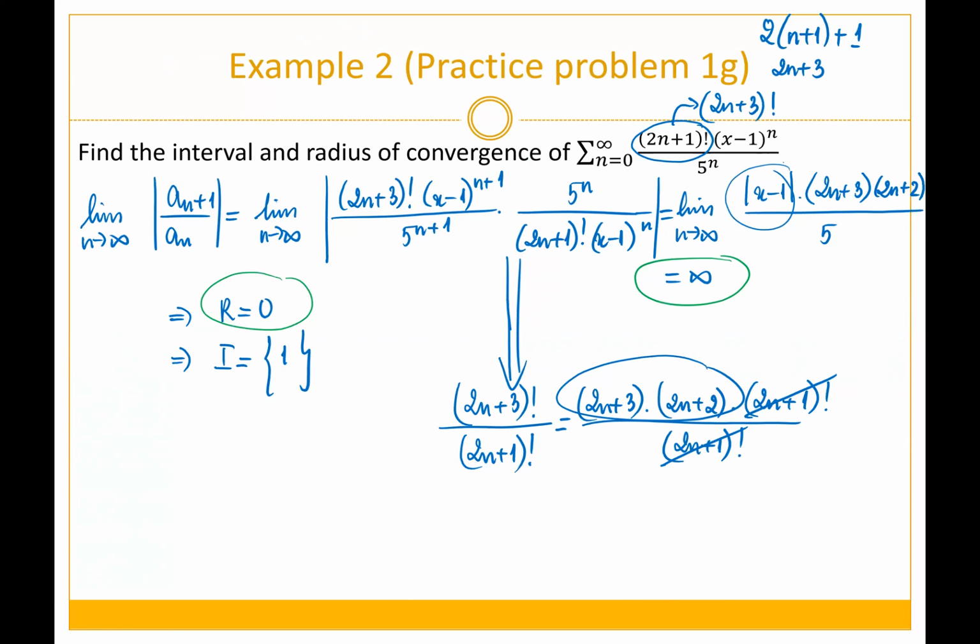Oh, how did you get the interval? Oh, so the interval only includes 1 point because the radius is 0, right? So there's no interval because it's a single point. When it's a single point, you don't have a radius.